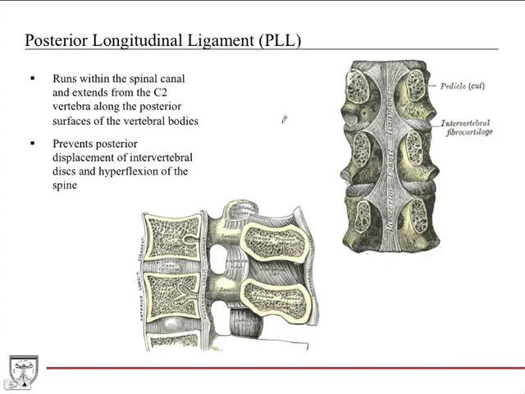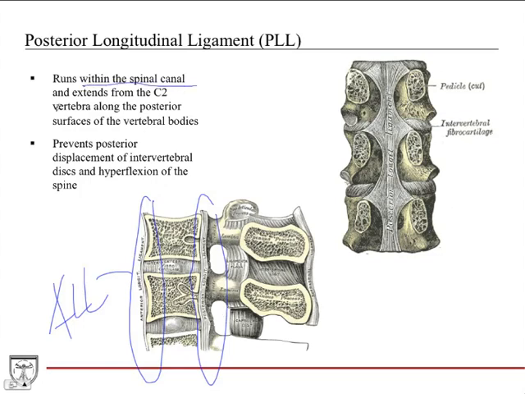Okay. Posterior longitudinal ligament, also called the PLL. Here's your ALL, running down the anterior surface. The PLL runs down the posterior surface. Now it runs within the spinal canal, so inside the vertebral foramen that we were talking about, and it extends from the C2 vertebrae along the posterior surfaces of the vertebral bodies.